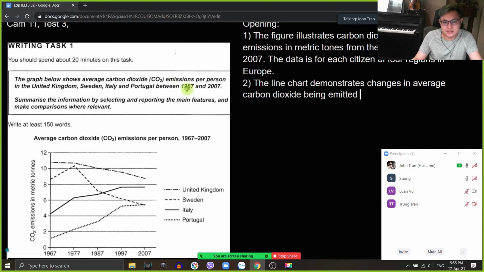And instead of saying 1967 to 2007, basically you can see this one is 4 decades, right? So you can write 4 decades. Is 1967 to 2007 4 decades, 40 years, everyone? So instead of writing the numbers directly, you can write 4 decades. You can say being emitted in 4 decades.